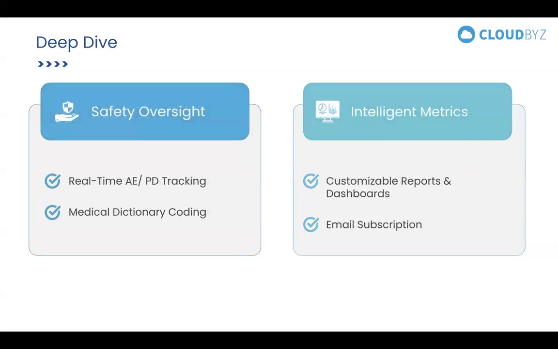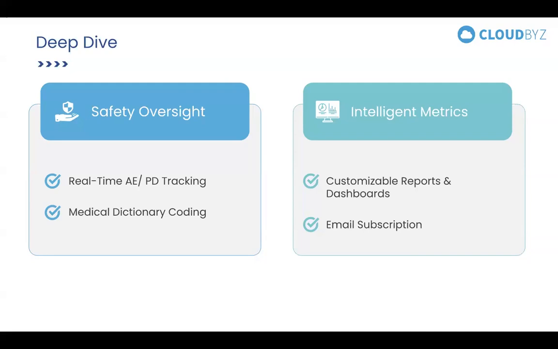So here we speak about safety oversight and intelligent metrics. For safety oversight, users can monitor and manage adverse events and protocol deviations in real time, ensuring immediate awareness and response. This feature provides comprehensive reporting and risk management, facilitating proactive safety measures and enhancing trial integrity.